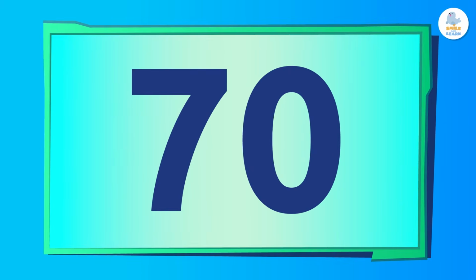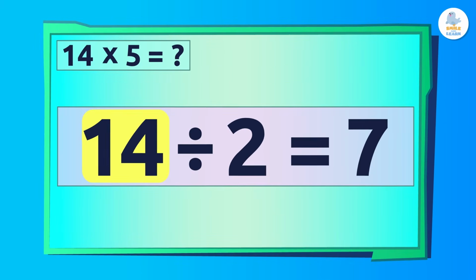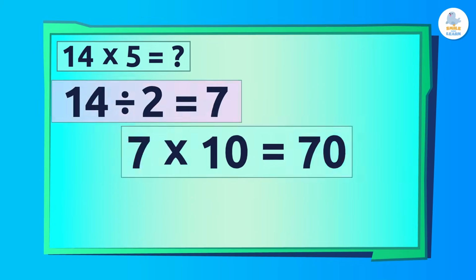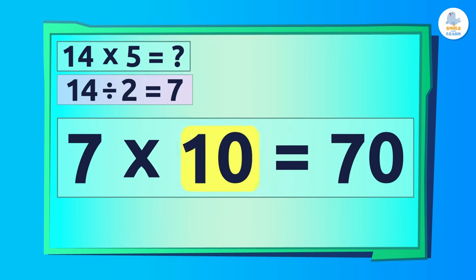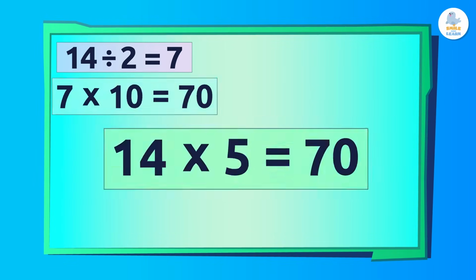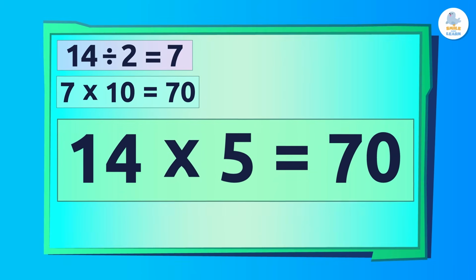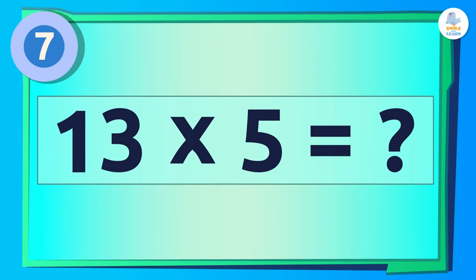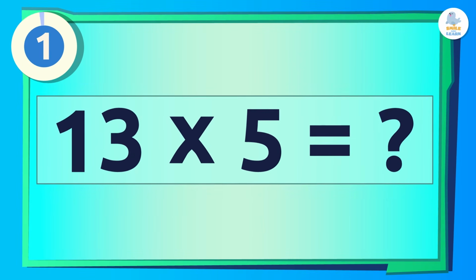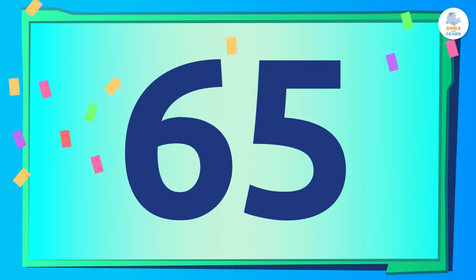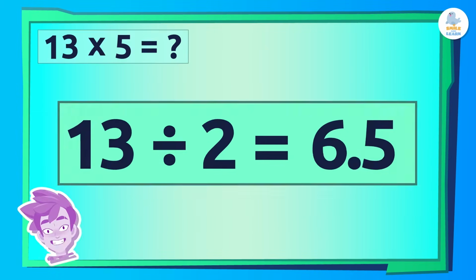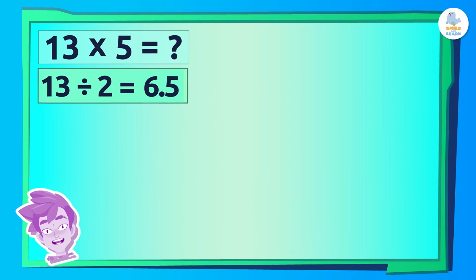Great! It's 70. First, we divide 14 by 2, which gives us 7. Then we multiply 7 times 10, which gives us 70. Let's do the next one. What is 13 times 5? Very good! 65. First, we divide by 2 and then multiply by 10.